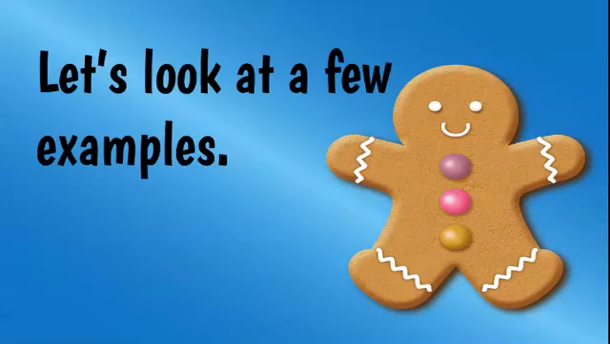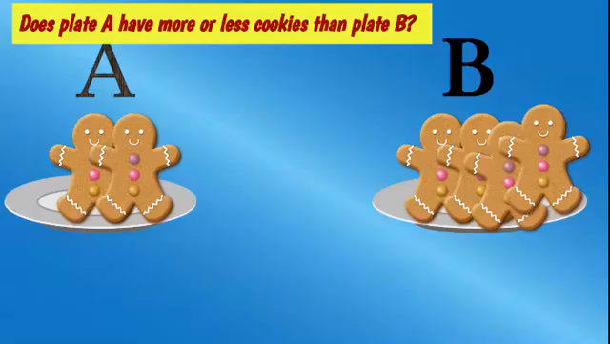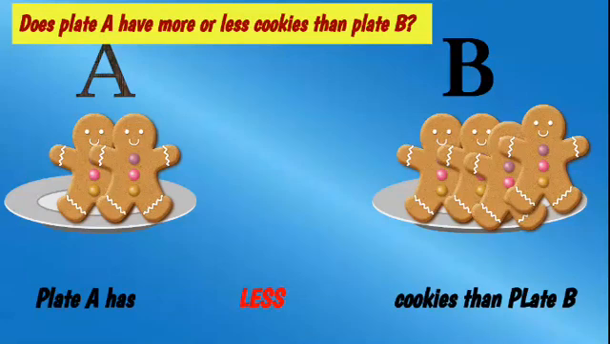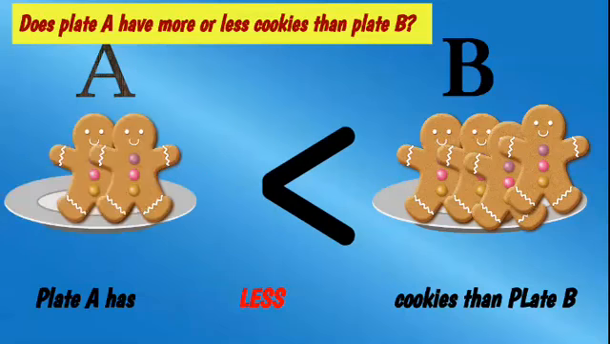Let's look at a few examples. Does plate A have more or less cookies than plate B? Plate A has less cookies than plate B. So the symbols, pointed end facing plate A has less cookies, and open end faces B that has more cookies. So plate A has less cookies than plate B.